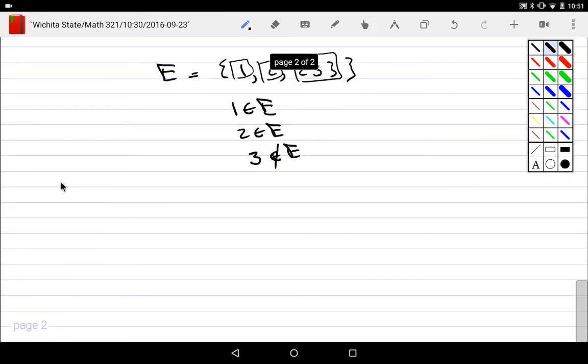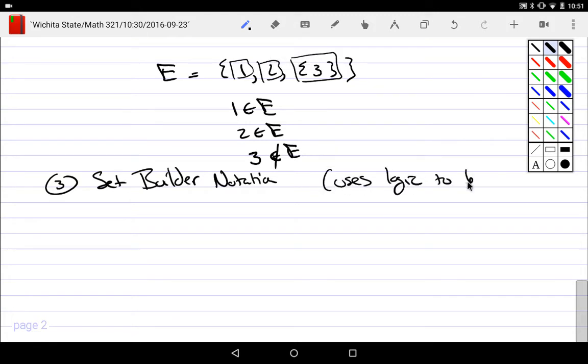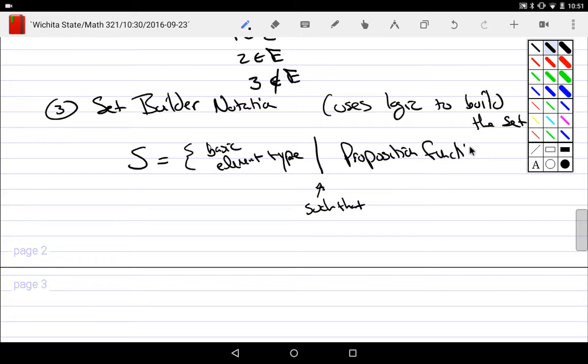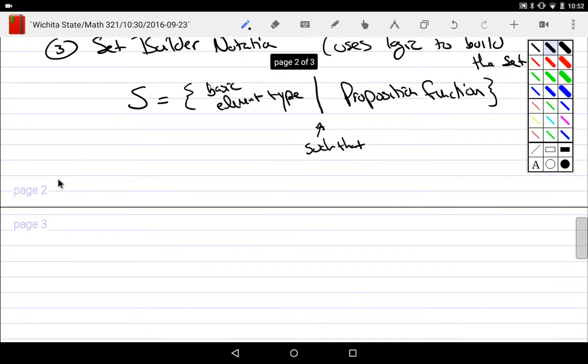The next representation of this, set builder notation, basically uses logic to build the set. And so this looks like this. The set S is made up of, all right, now there are going to be 2 parts within my set separated by a bar. The first thing that happens here is a basic element type. Then I have a bar, which this particular bar is the word such that, and then over here I have a propositional function. Seems awkward, but let's have an example.